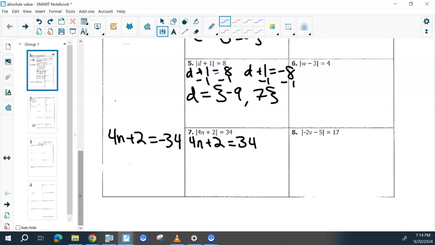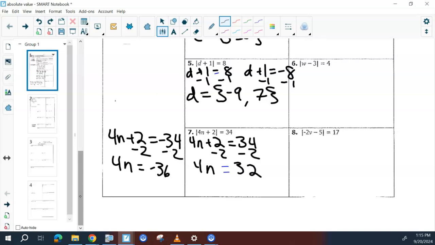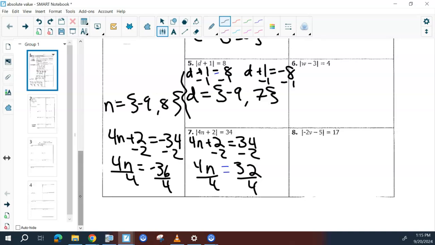How would I start solving this? We could divide, but then we end up with fractions everywhere. We don't want that. Okay, and then last step, so that our two answers are what? 8 and negative 9. But in order, negative 9 and then 8.